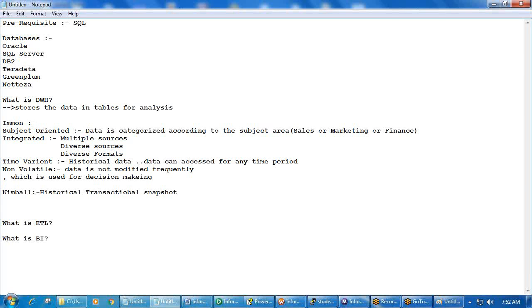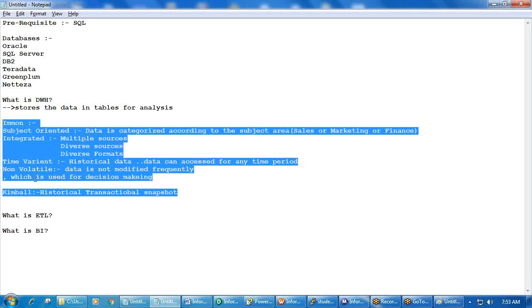Historical transactional snapshot. So basically what he says is that you're reading all the transactional data and storing it into a warehouse, the history of transactions you're storing. That's why he defines the data warehouse as a historical transactional snapshot. This is a standard definition given by two scientists, Bill Inmon and Ralph Kimball.